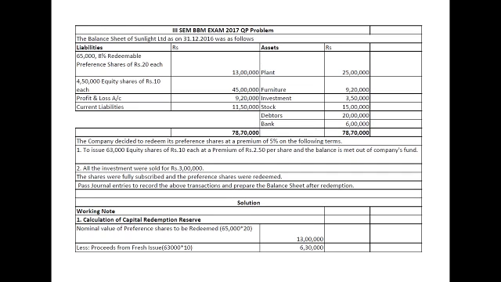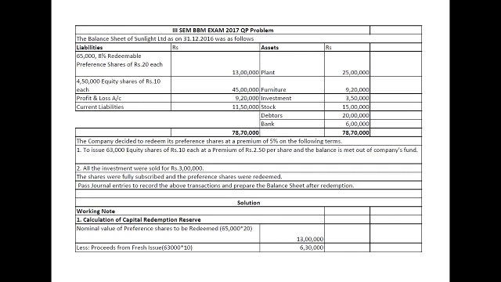In one of my previous videos, we worked out the 2018 question paper problem where the fresh issue of equity shares was not given. To the extent of money required we calculated, but in this problem they have given how many new shares they will issue.